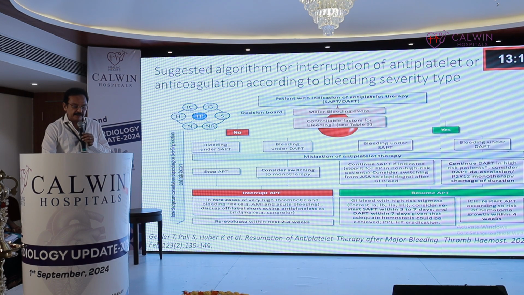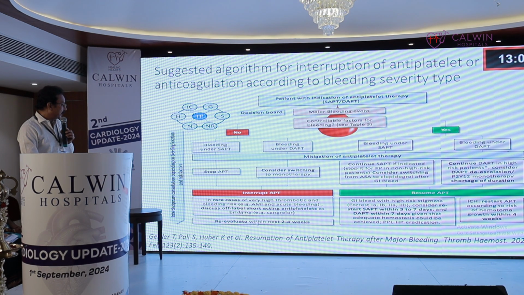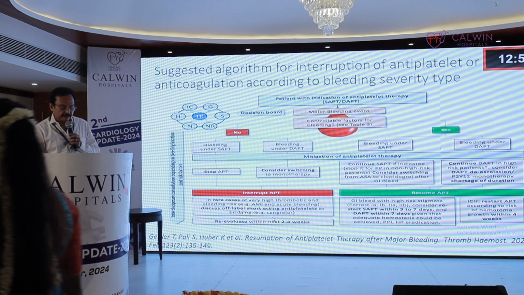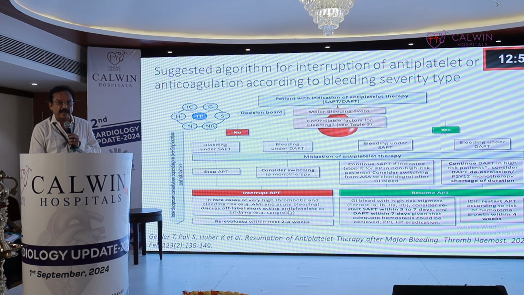And very important, it's a very busy slide. I will not go through it, I'll tell you the summary of this slide. What it shows is, in very rare conditions, like when somebody is having an acute bleed and then is having stent thrombosis or acute STEMI or acute coronary syndrome, in such patients, you can withhold antiplatelet. Today we have short-acting bridging antiplatelets like cangrelor. So that can be used for this patient for a short duration until the patient stabilizes. And in other cases, you just continue like this.